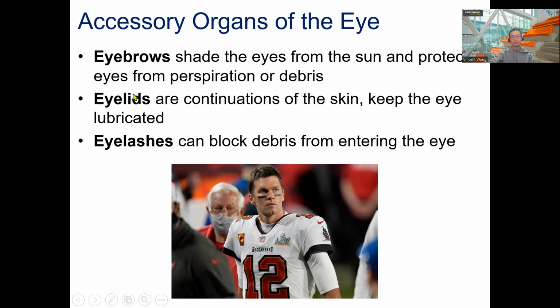Eyelids are also very important. They help you lubricate the eye. Every time you blink, it creates a new layer of tears that coat your eyeball so it doesn't get dry. And of course, we sleep with our eyelids closed. Eyelashes can block debris from entering the eyes as well. So these are just some basic things in addition to the eye that keep the eye healthy and protect it.